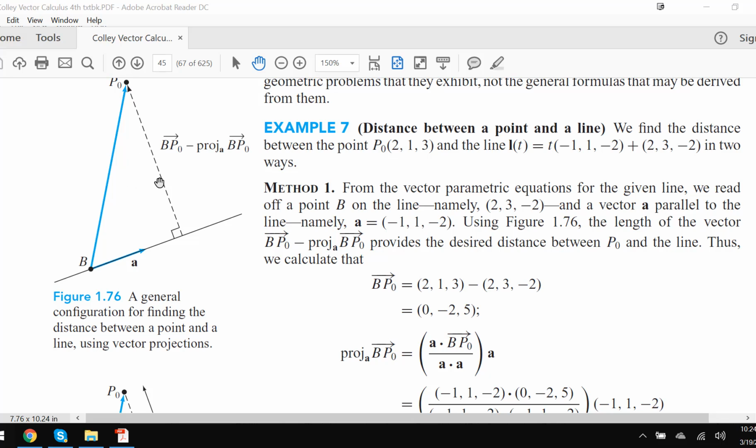And now we want to know the distance from here to here, but you know that if you take the projection of this vector onto this line, you get this here. But that's not what we want. We don't want this. But if we know this length, and if we know this vector, and we know this vector, then what do we know?